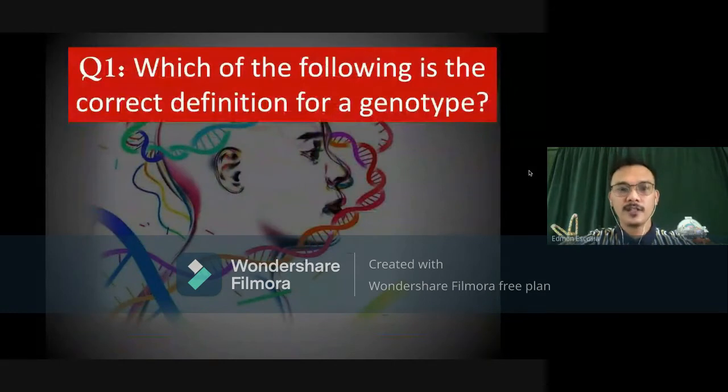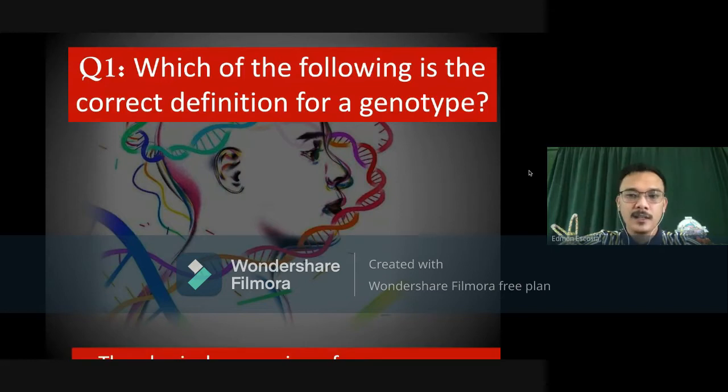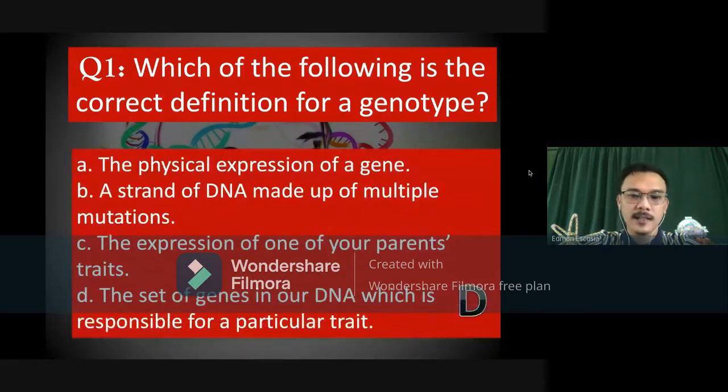The first question was, which of the following is the correct definition for a genotype? I'm presenting now the question. Please make sure you remember the concepts I am presenting. So genotype, the correct answer here is letter D, the set of genes in our DNA which is responsible for a particular trait. So if your answer is correct, then good for you. If your answer was wrong, take note that genotype, again, refers to the set of genes in our DNA which is responsible for a particular trait.